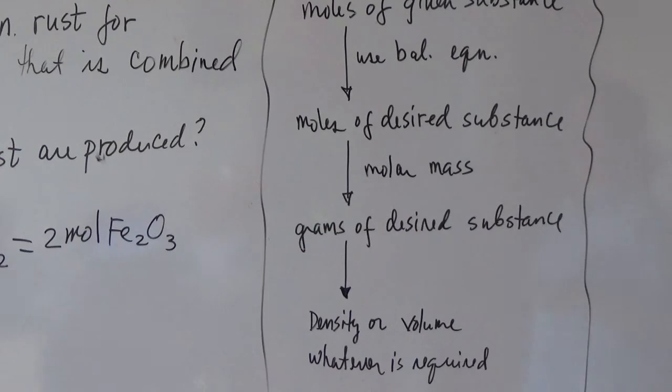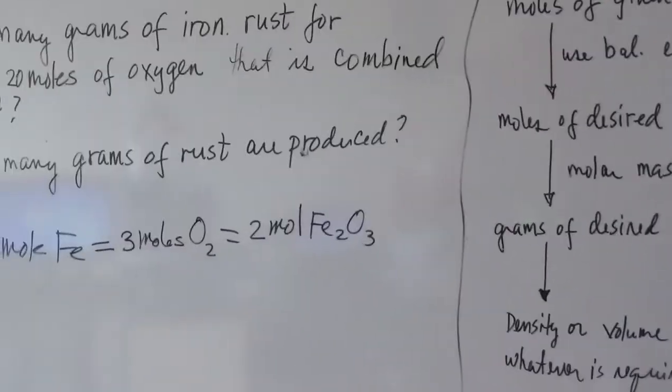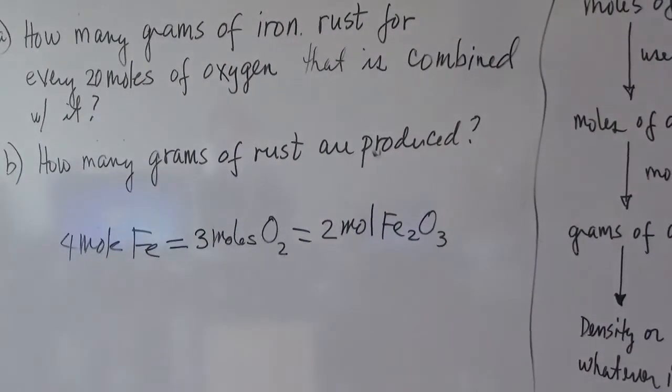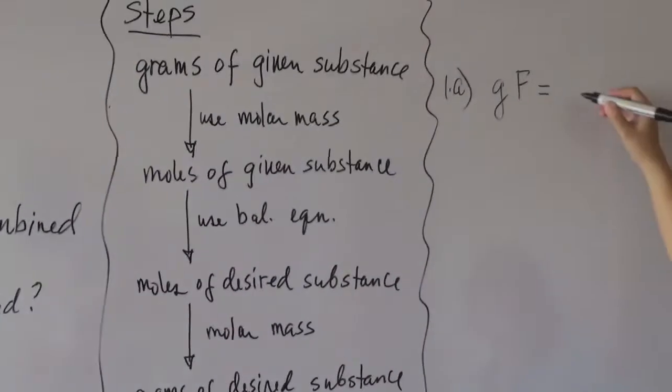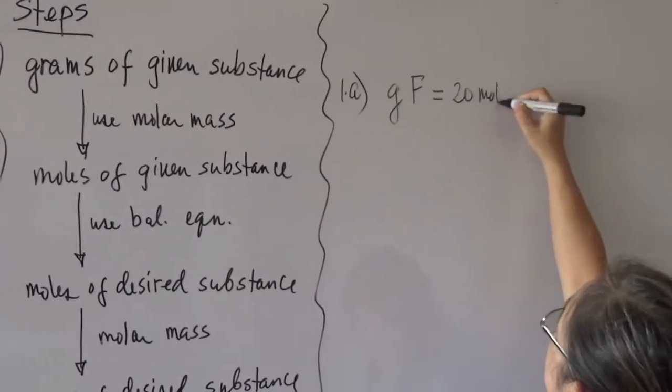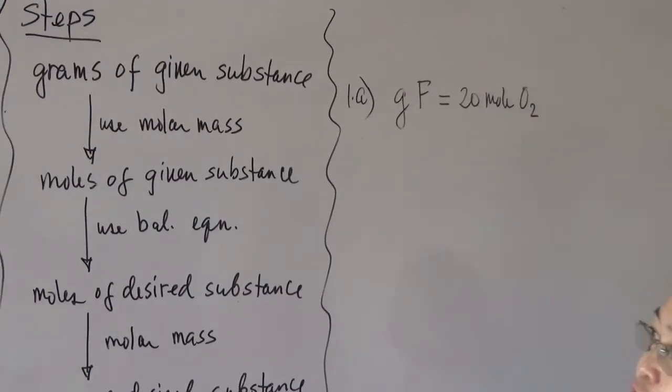How many grams of iron rust for every 20 moles of oxygen that is combined with it? So you start with what is being asked. That is for letter A. What is the requirement? Grams of iron. So you can have grams of iron will be equal to, and start from the given. The given is 20 moles of oxygen. Oxygen, take note, that is O2.